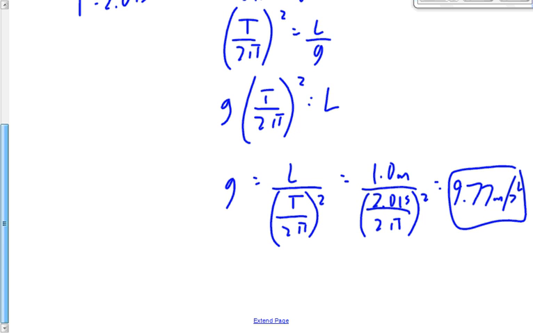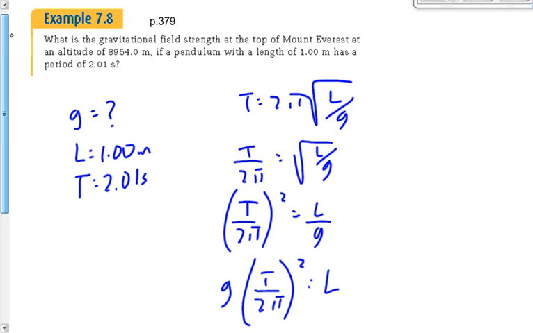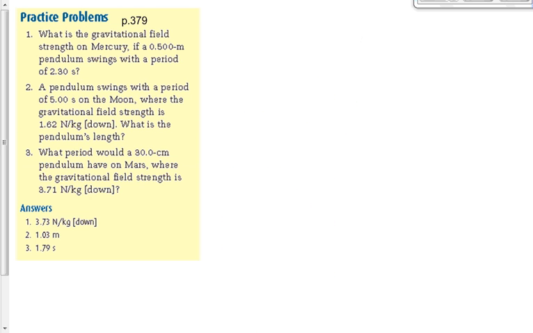Make sense? Okay, homework questions? Practice problems that go with this on page 379. Three questions on page 379. That's it for today.